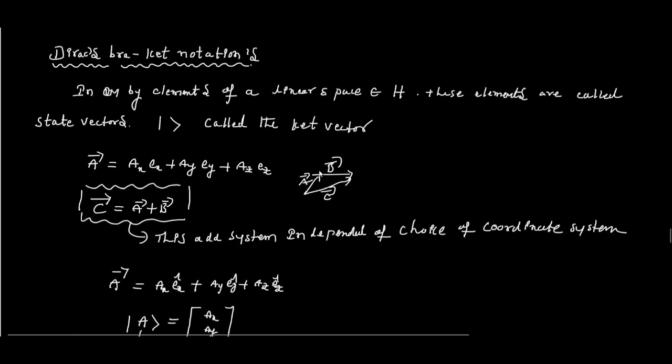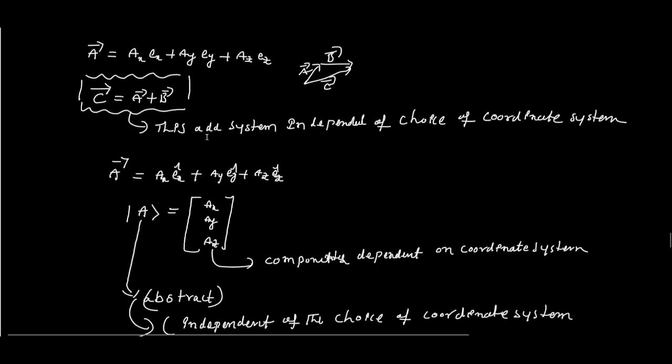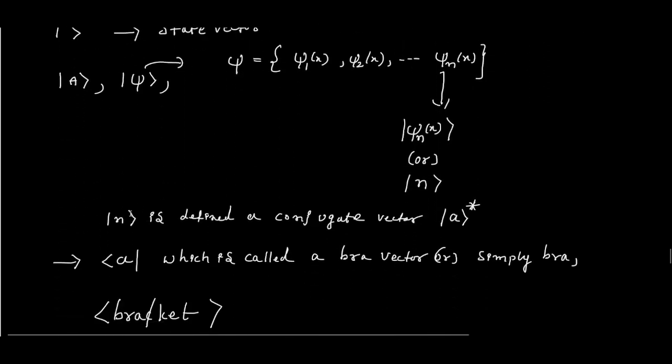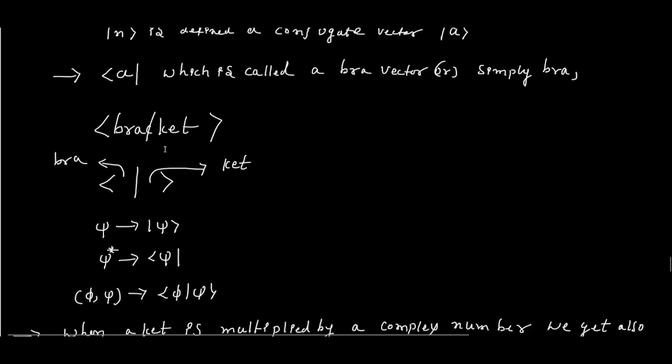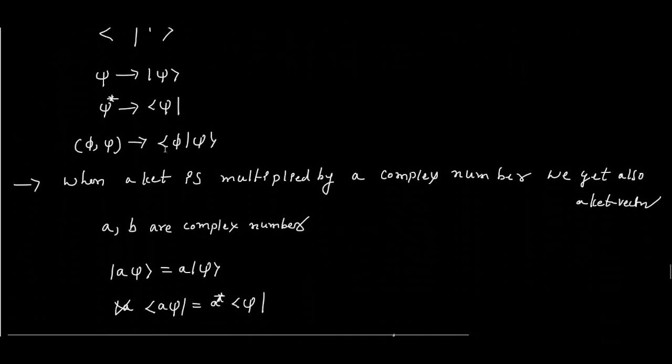So Dirac introduced one notation. By using this notation, we call it a ket vector notation. The state vector in quantum mechanics is represented by this symbol, the ket vector. And the complex conjugate of the ket vector is represented by the bra vector. So this is all about Dirac notations.